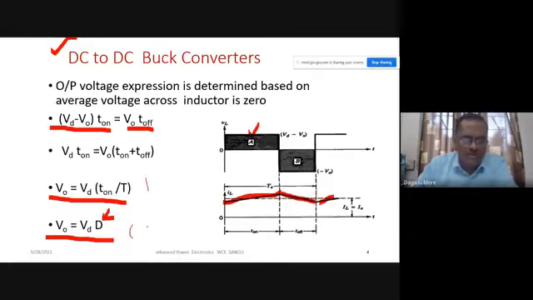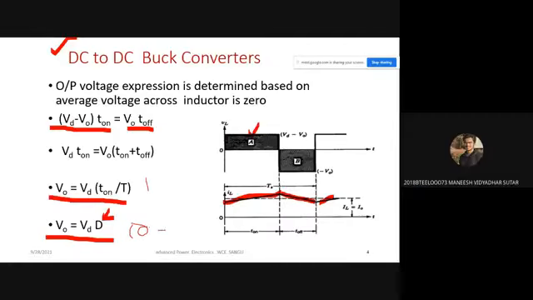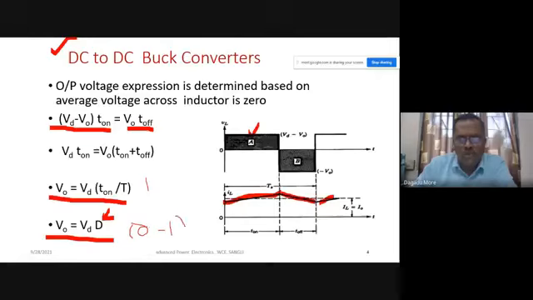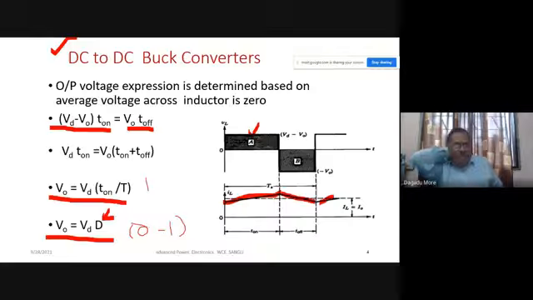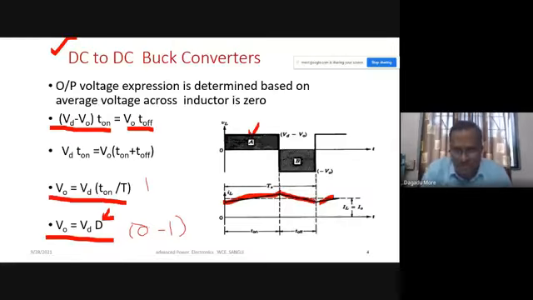So what is the value of the duty ratio D? It will be between 0 and 1. So the duty ratio will be 0 to 1. It means that our output voltage will be at maximum equal to the input voltage. We can get the output voltage from a minimum of 0 up to the input voltage. We cannot get a voltage above the input voltage, and that is why we can call it a buck converter.